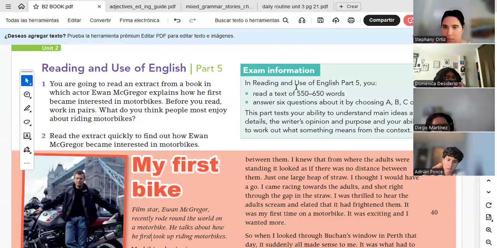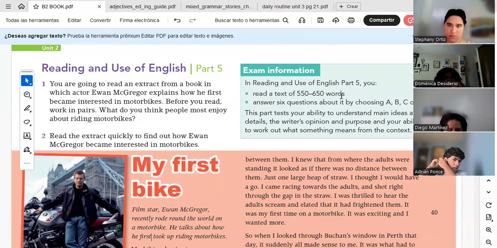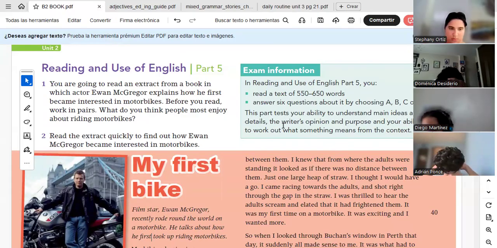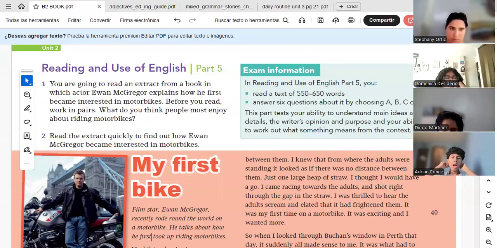Exam information: in reading and use of English part 5, you read a text of 550 or 650 words. Answer 6 questions about it by choosing A, B, C, or D. This part of the test tests your ability to understand main ideas and details, the writer's opinion and purpose, and your ability to work out what something means from the context.